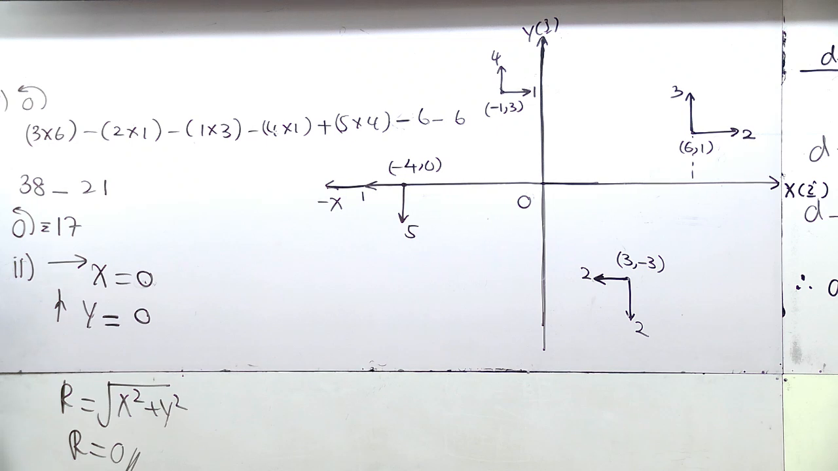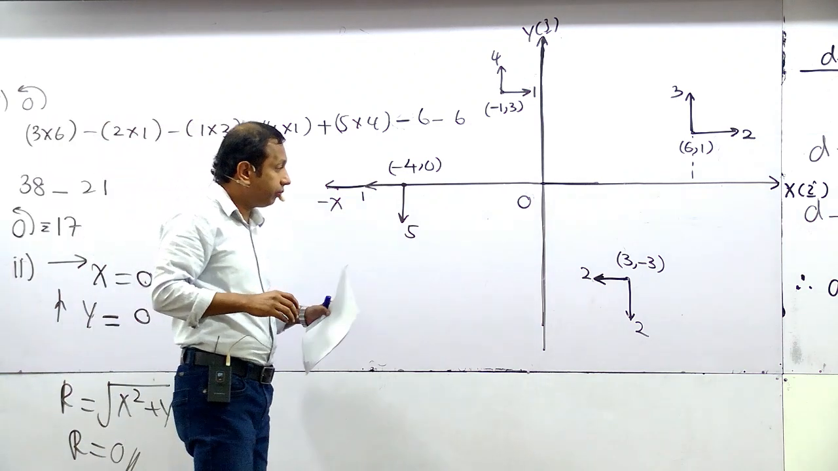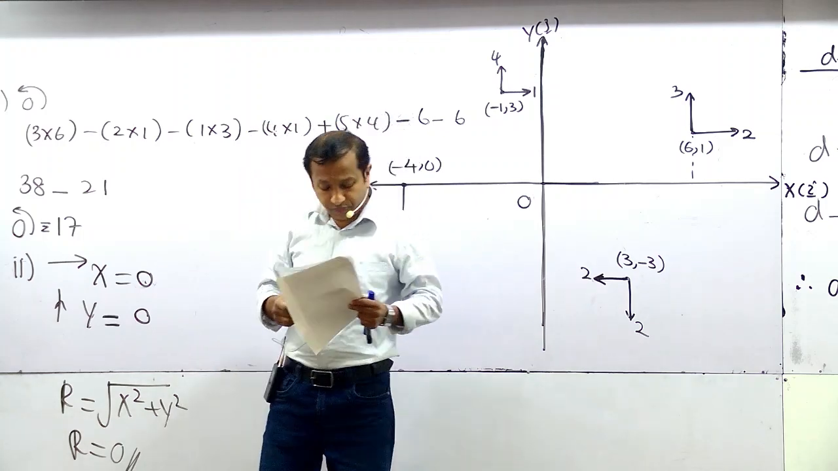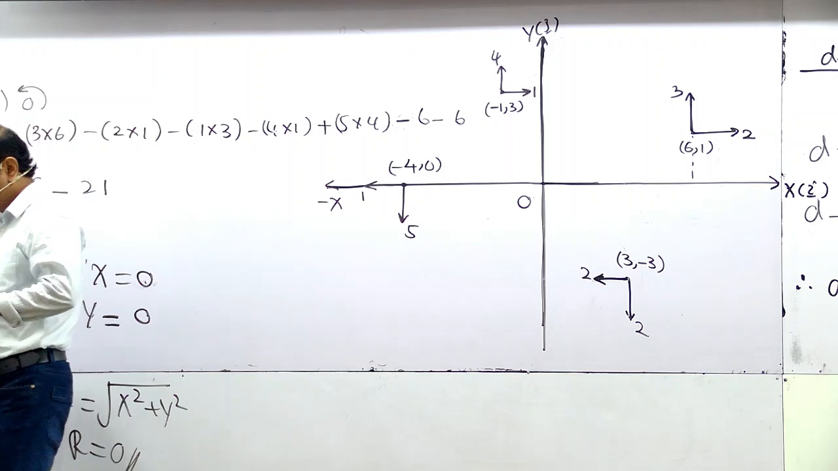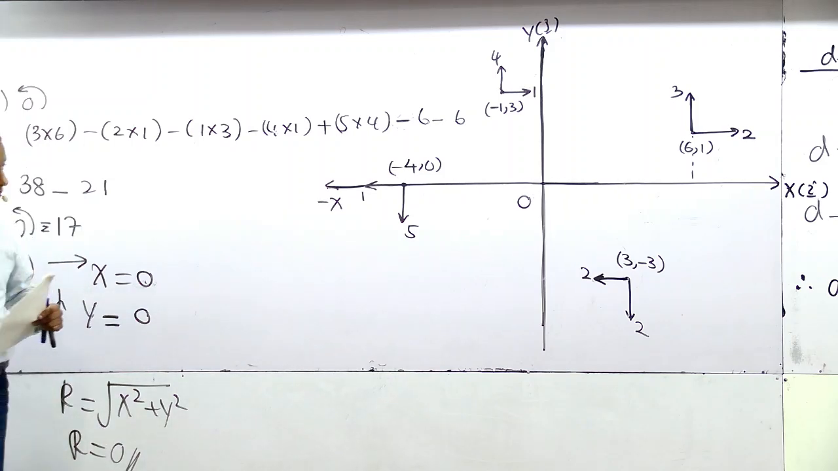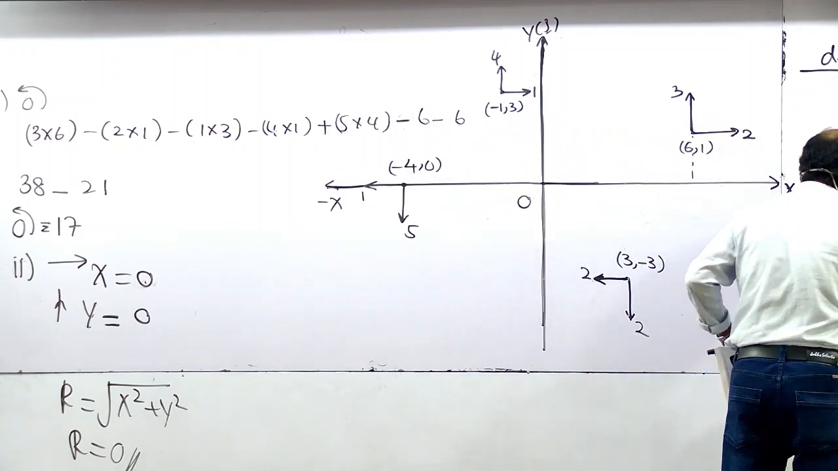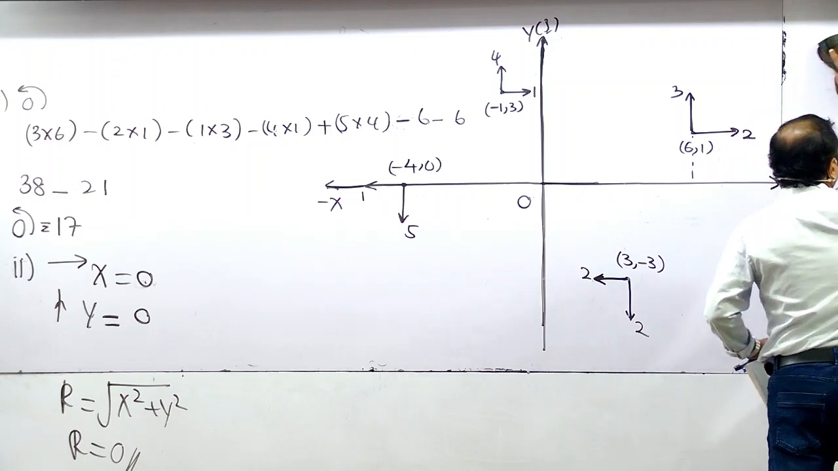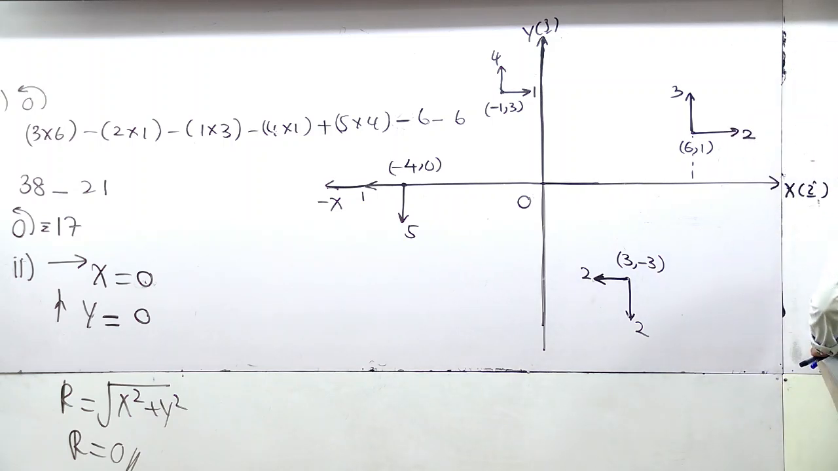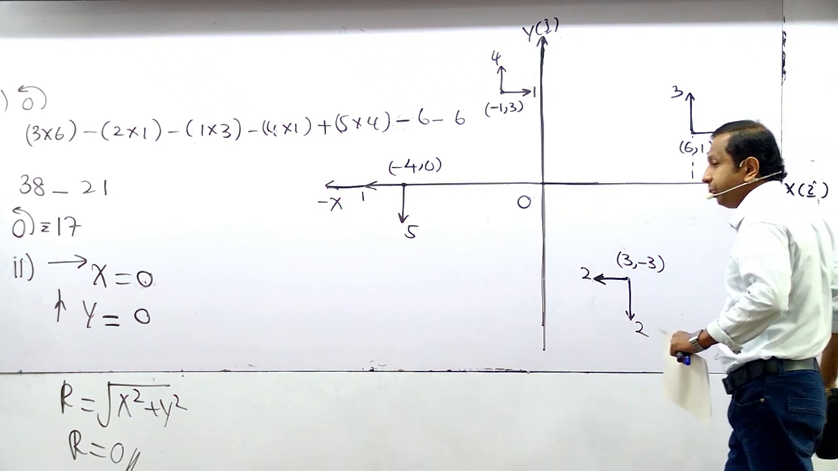But the system has a moment around O. Therefore, the system reduces to a couple. Okay.